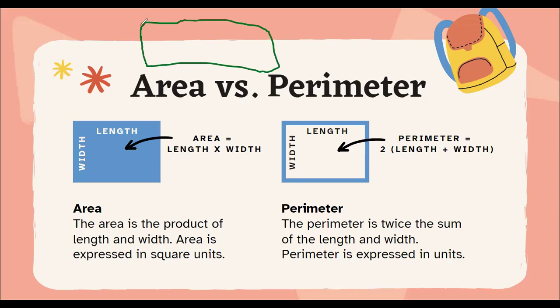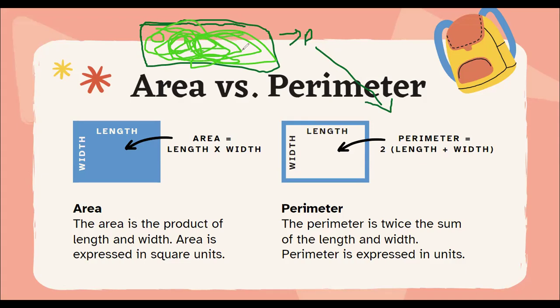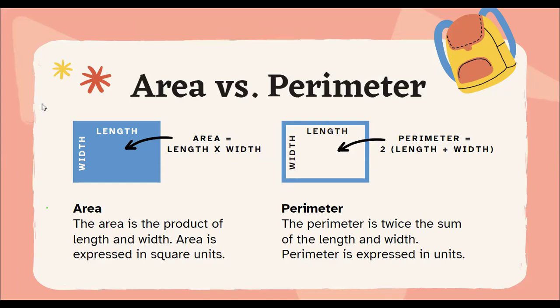This outer boundary that is in green will be called the perimeter. This is called the boundary, this is called the perimeter. But when we talk about area, area is the inner part. Inside this whole thing, the inner, core part will be your area. So this is the difference between area and perimeter.